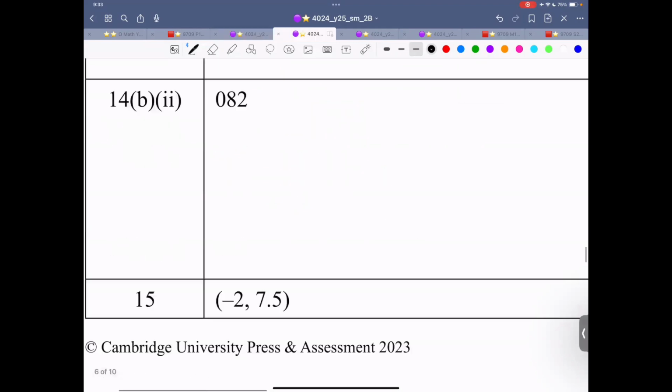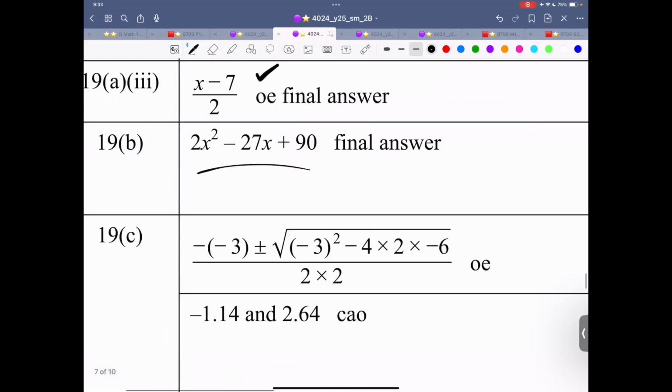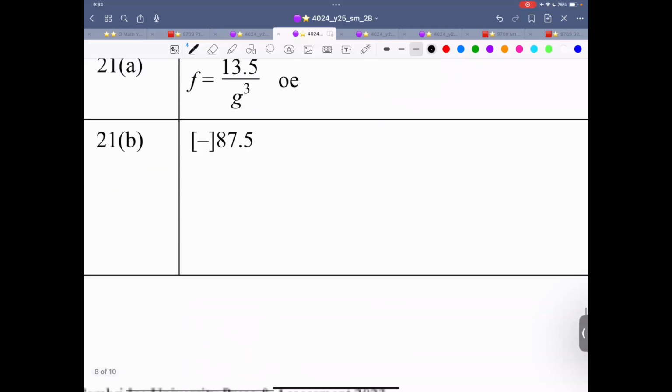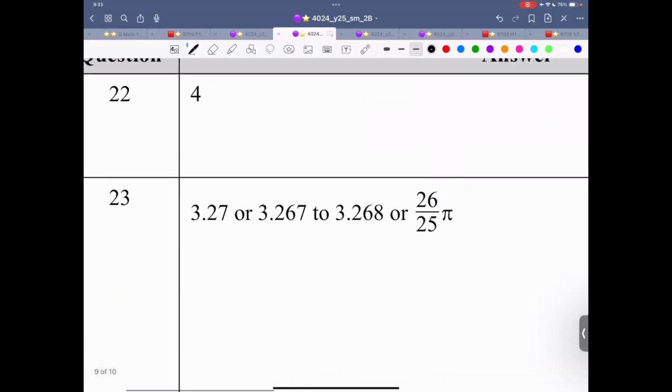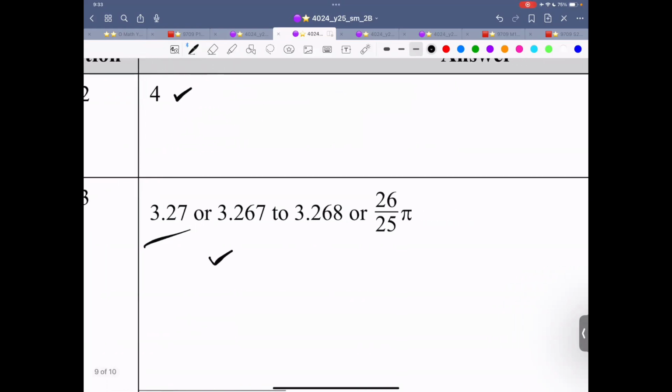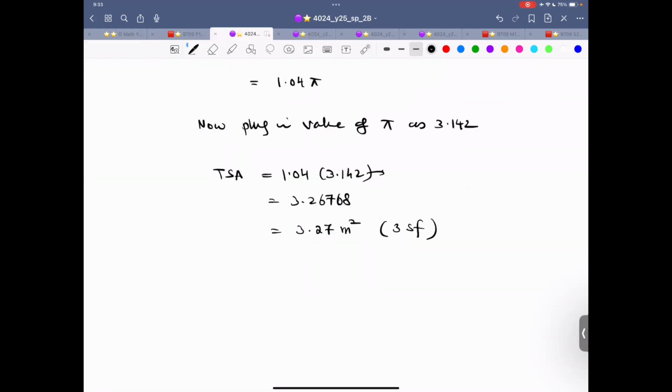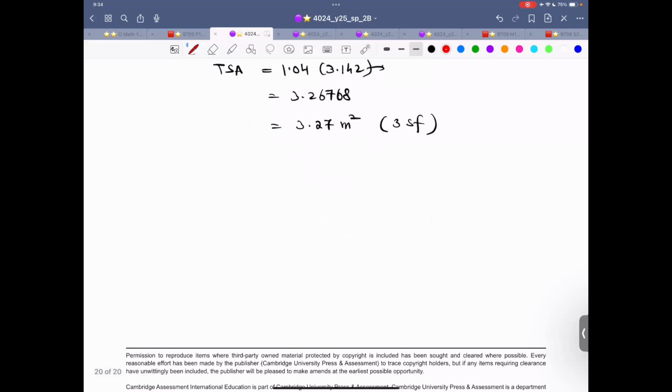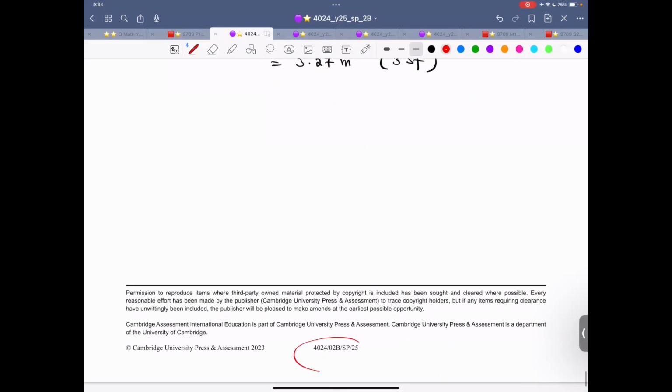No harm in checking the answer. So there is the answer. Where is it? Over here, 3.27, and that is the answer. And the top answer, I think that is the other thing. That is 4. That's not our concern. And that's how we complete this paper.